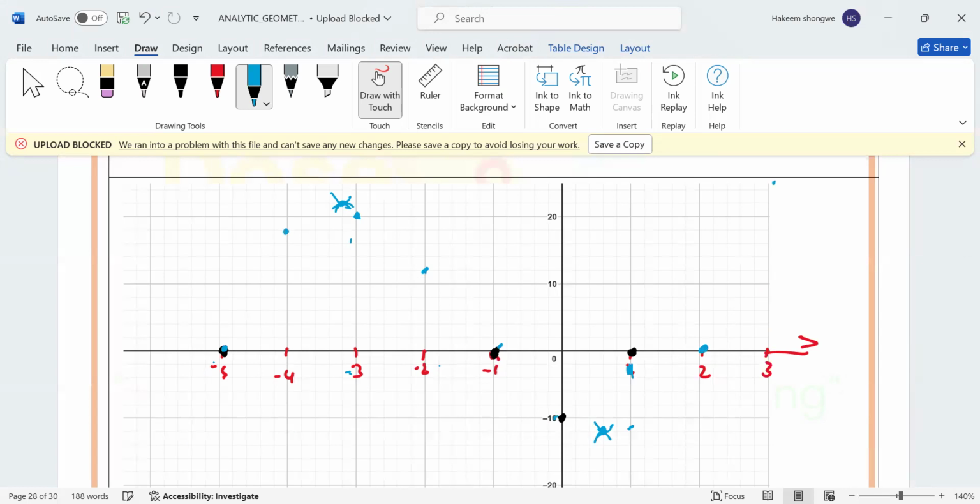So what are you going to do then? You're going to connect dot number 1, dot number 2, and then you go to a turning point, and then you go to dot number 3, dot number 4, dot number 5, dot number 6, dot number 7, dot number 8, dot number 9, and this is how our function is going to look like. And then I will stop here then.